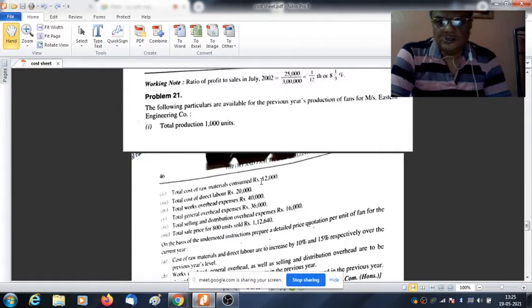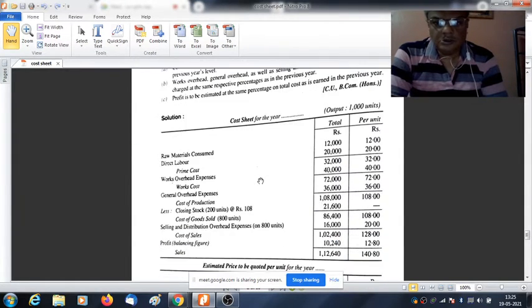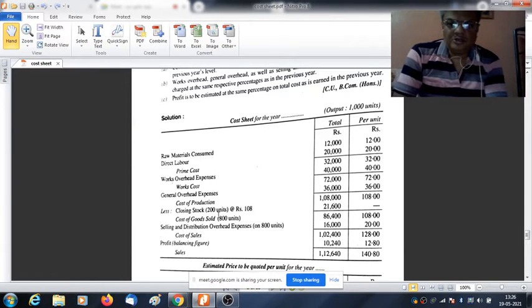Okay, so let us see the solution. You can see the raw material consumed. We are simply adding all these expenses to get the cost of production. Then we are deducting the closing stock, that is 200 units, and at what rate? At 108. Is it clear or not? Why am I taking 108?